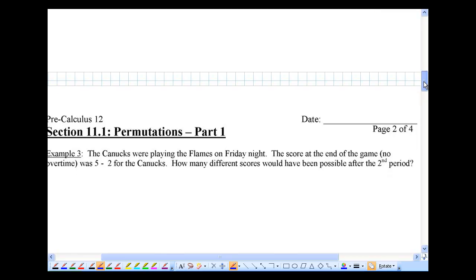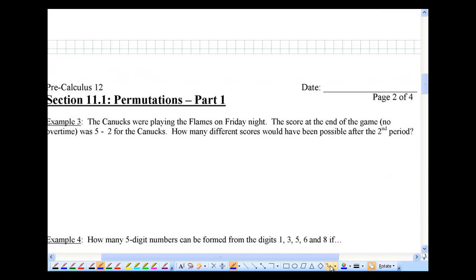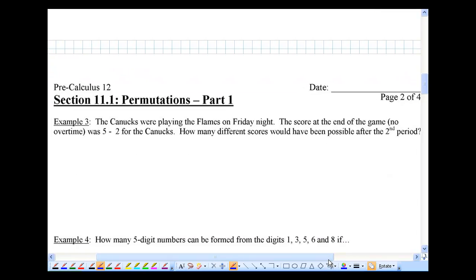Some other types of questions. Good old Canucks. Well, they're maybe not so good anymore, but whatever. Okay, they're still the home team. So they're playing the Flames. Sorry if you're listening in Calgary, but your Flames are worse than the Canucks. Okay. The score at the end of the game, meaning no overtime, so after 3 periods, was 5-2 for the Canucks. Yay! Go Canucks.